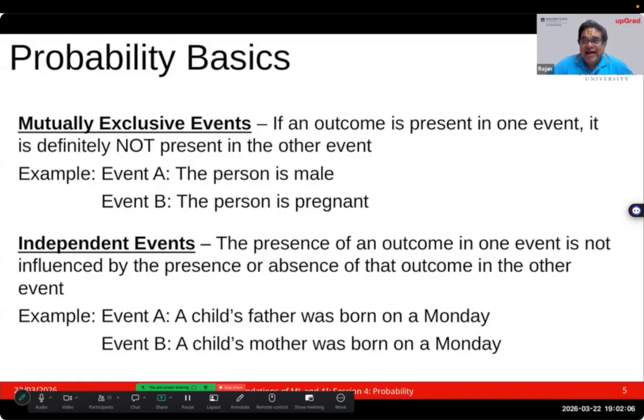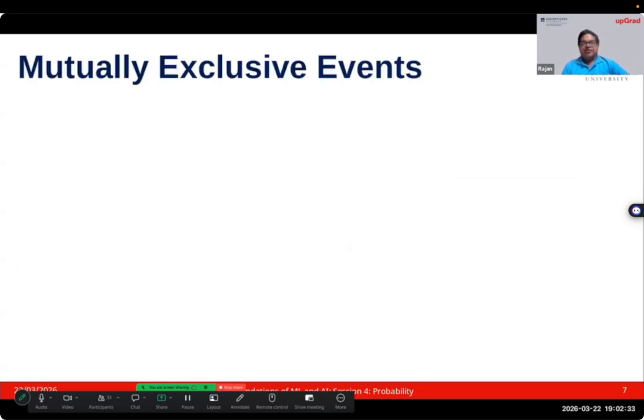Excellent. Exclusive. Excellent. So I want to stop here and make it a little bit bigger. Look at all the spam emails and look at all the non-spam emails. If an email is present in the spam folder, it is not present in the not-spam folder, and vice versa. Got it. That's mutually exclusive events. Let's finish mutually exclusive events.